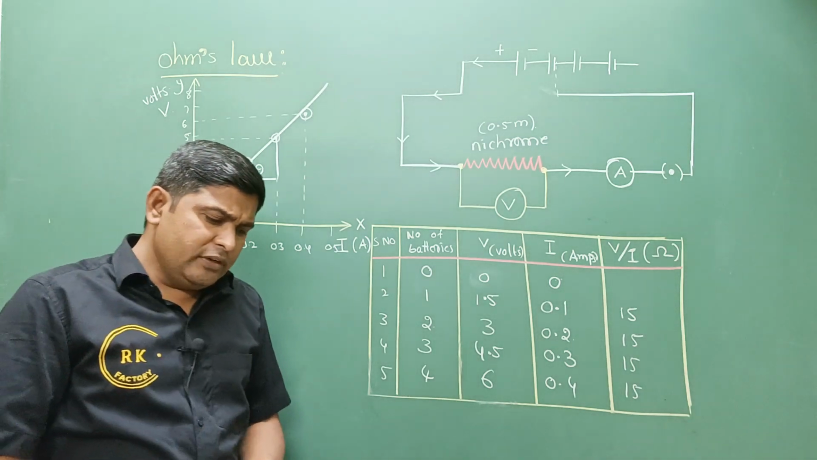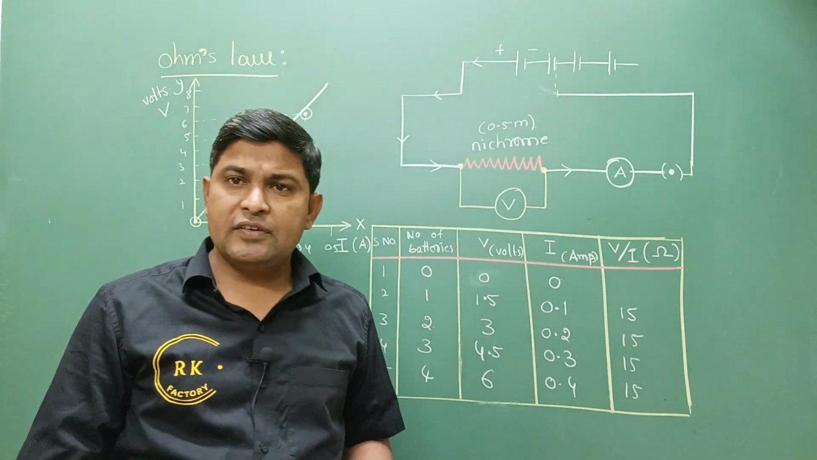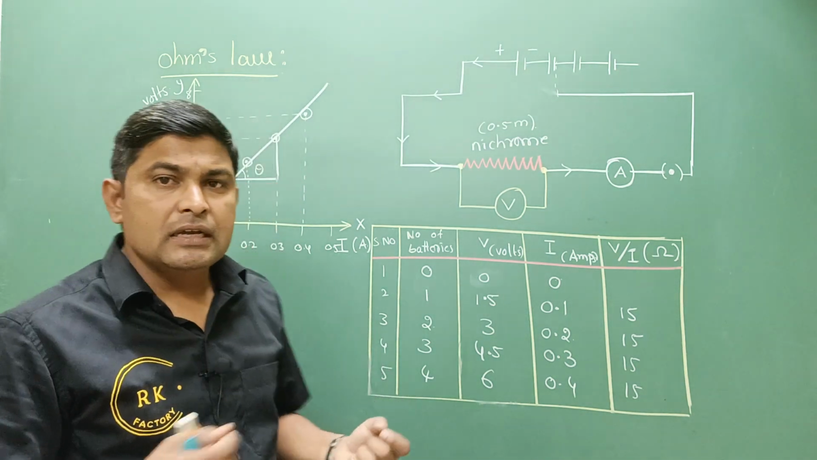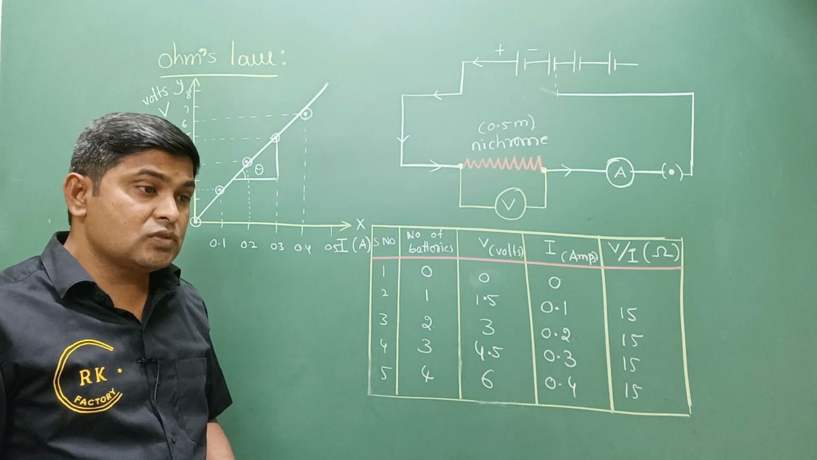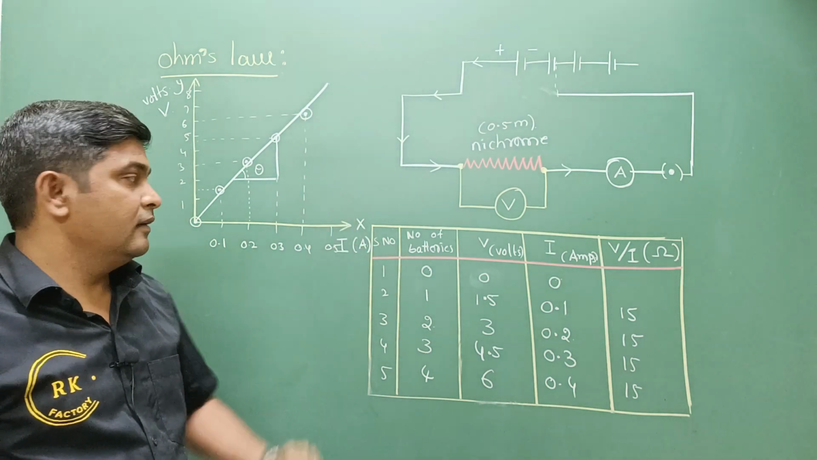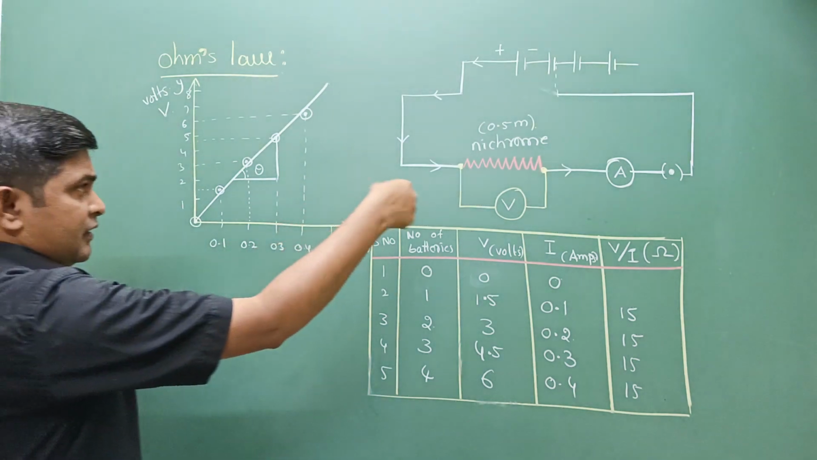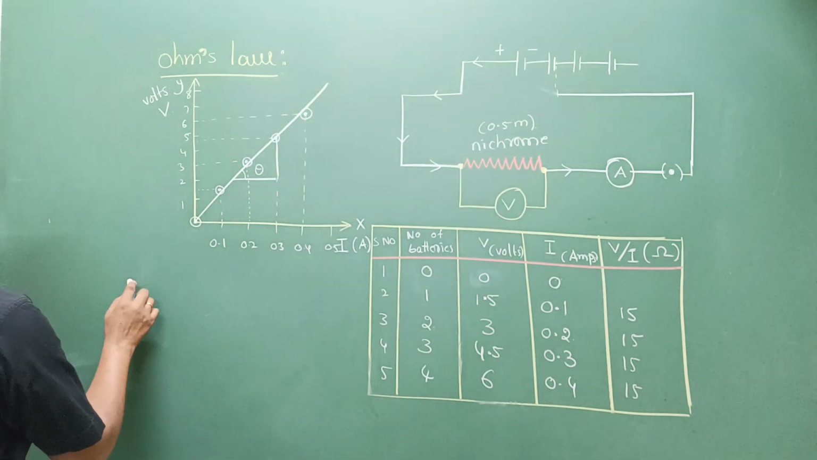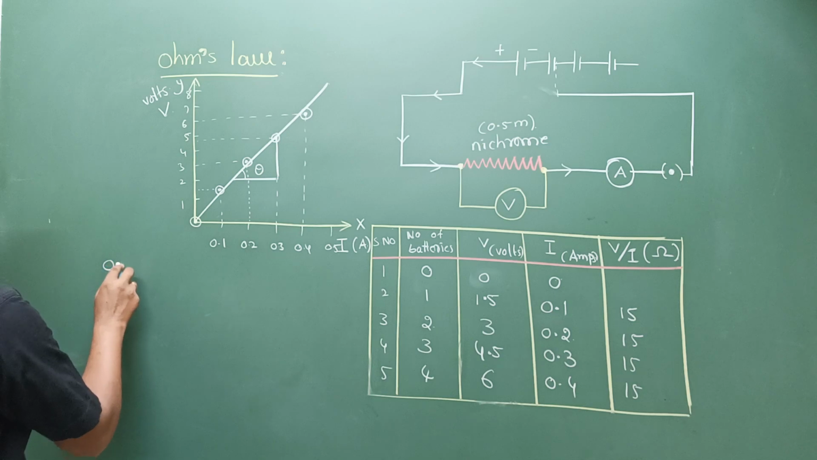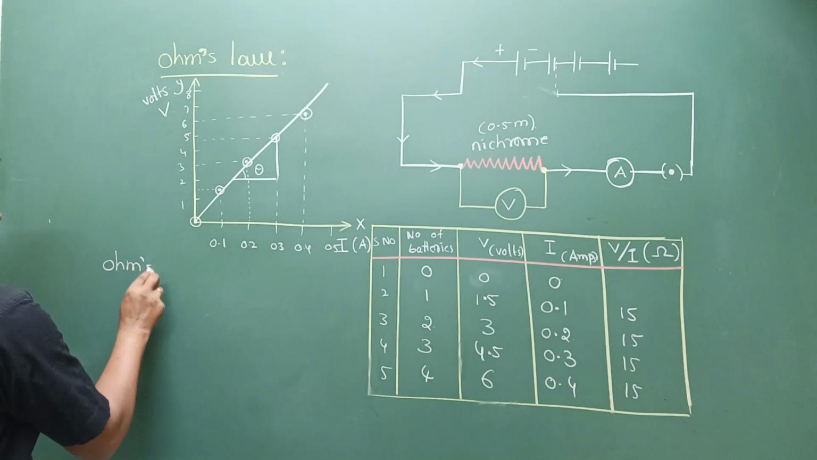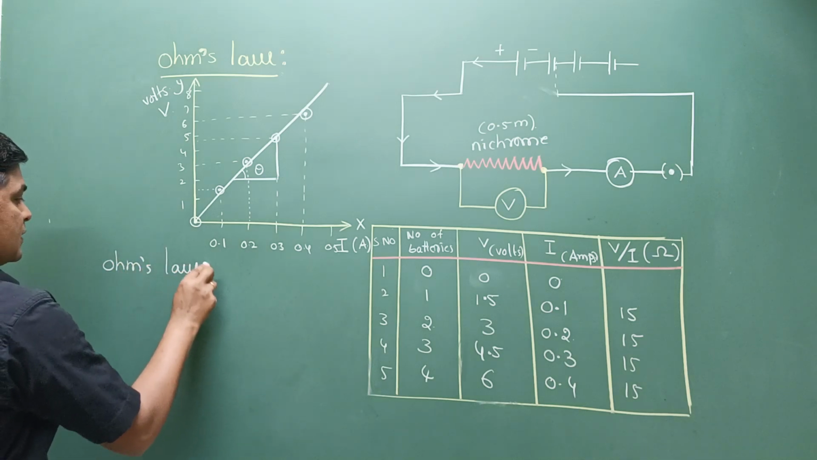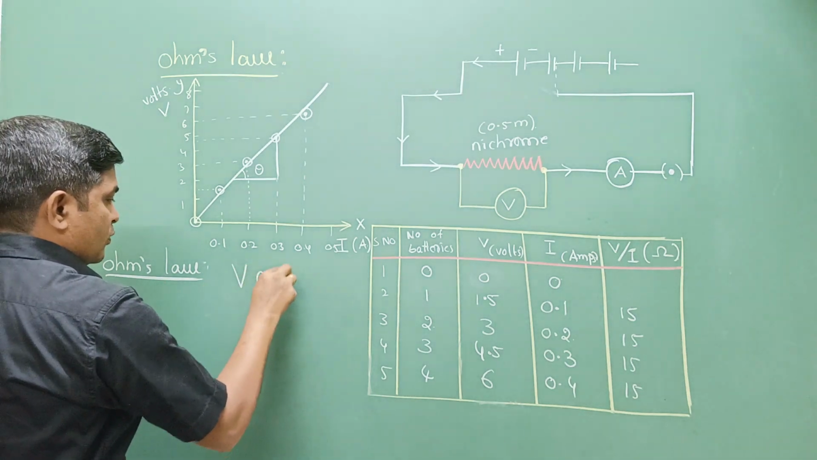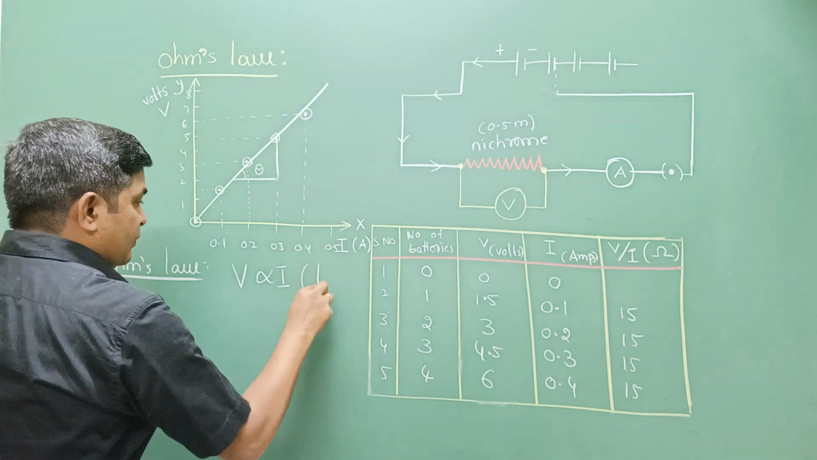In previous videos we discussed clearly what potential difference is and what electric current is. But is there any relation between those two? To say that, there is Ohm's law. So from this graph, experiment and all these values, now we can derive Ohm's law. Ohm's law statement: from here you can understand V is directly proportional to I when temperature is constant.